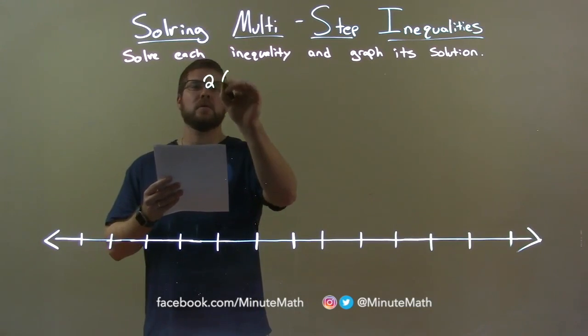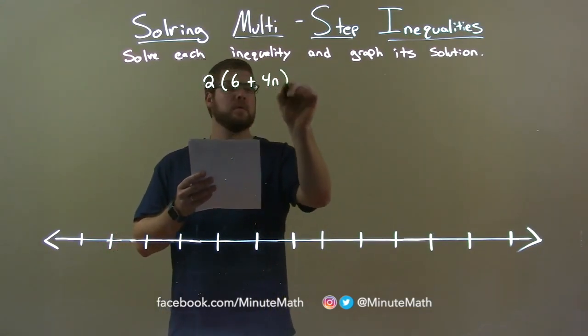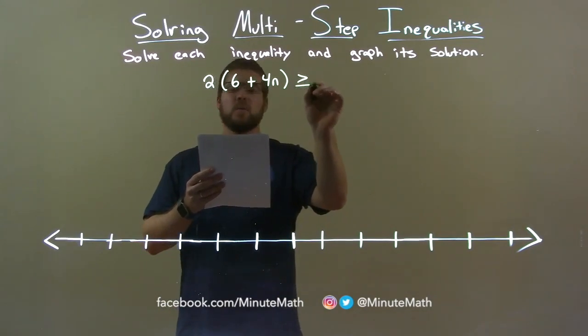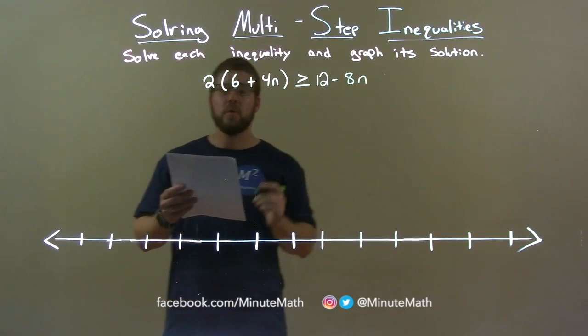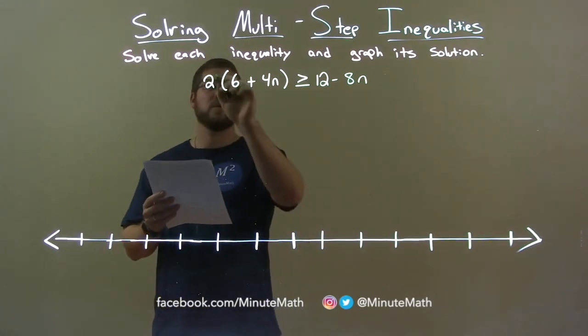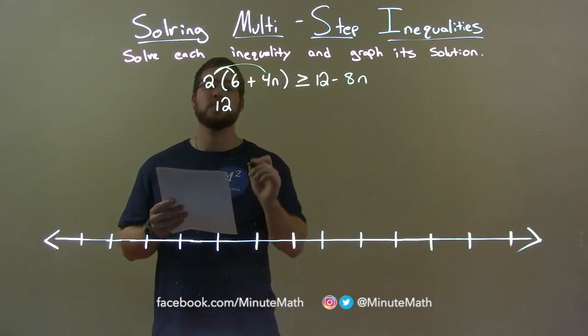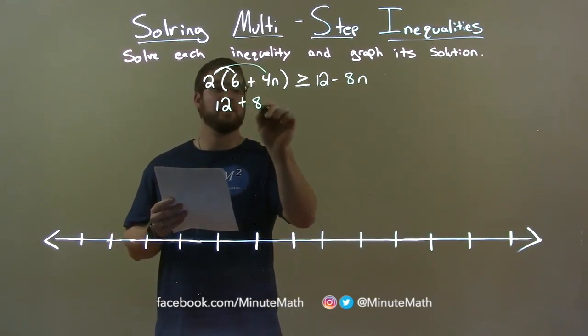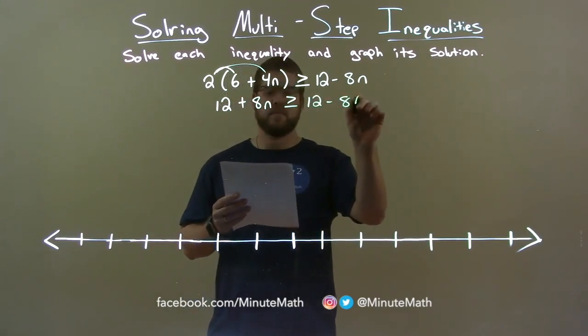2 times 6 plus 4n is greater than or equal to 12 minus 8n. First thing I want to do is distribute the 2 into the parentheses. 2 times 6 is 12, and 2 times 4n is 8n. And that is greater than or equal to 12 minus 8n.